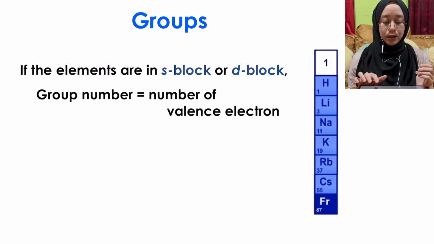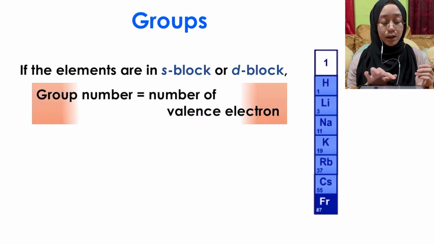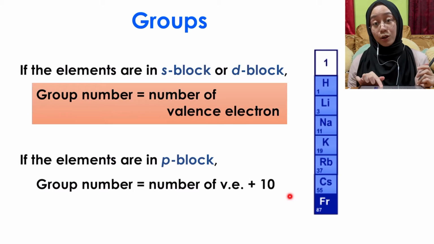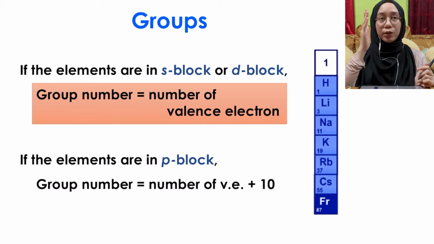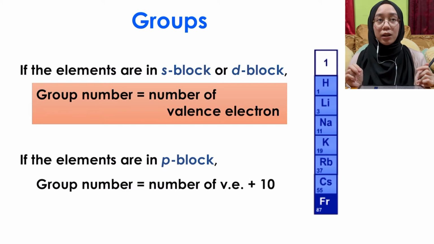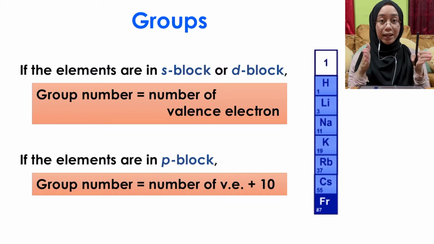The group number is basically the same as the number of valence electrons if it is in the S-block or D-block. Meanwhile, if it is in the P-block, the group number is the number of valence electrons plus 10. Very simple. So if it is group 1, it means the valence electron is 1. If the group number is 2, it means the valence electron is 2. Later we will see how to identify that, so we will come back here.